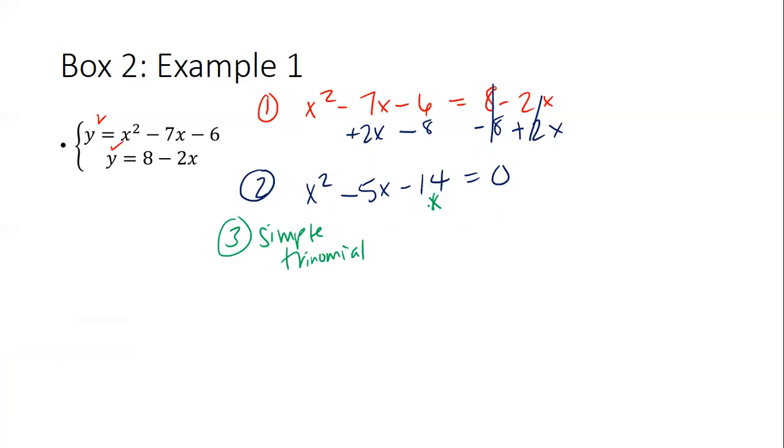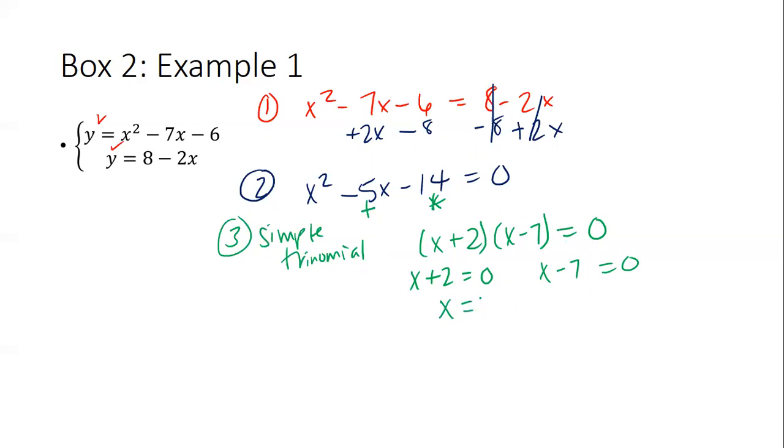Meaning I'm going to ask myself what multiplies to give me negative 14, but adds to give me negative 5. What two numbers will multiply to give me negative 14, but add to give me negative 5? Perfect. So my factors are x plus 2 and x minus 7. When you're solving by factoring, that means you're going to take each factor and set it equal to 0. So x plus 2 equals 0. X minus 7 equals 0. So my x's are x equals negative 2 and x equals positive 7.